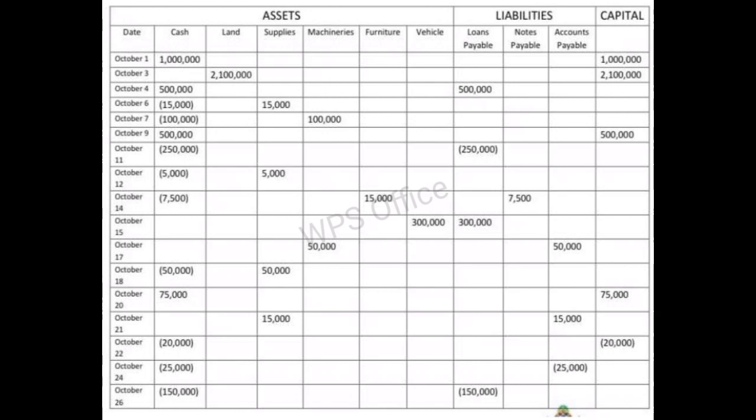So on October 24, paid half of the amount due on machinery. So we will have 25,000 negative deducted on the cash and also the accounts payable. On October 26, paid half of the worth of the vehicle on the bank loan. So the cash will be deducted 150,000 and also in the loans payable. And on October 28, the owner paid the remaining balance on the note for the furniture. So we will see that they deducted 7,500 under cash and also on the notes payable.